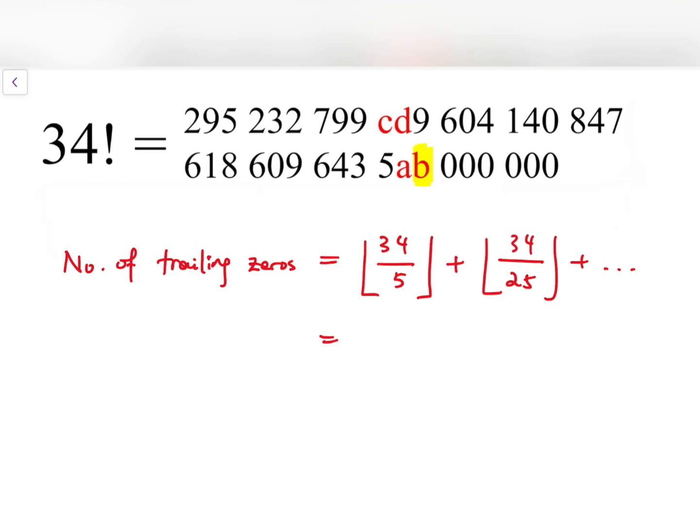Now we have 34 over 5 is 6.8, so the integral part is 6, plus 1, and that's 7. So from this we know that there should be 7 zeros at the end of 34 factorial. And from the digits we have, we only see 6, so that means B has to be 0.